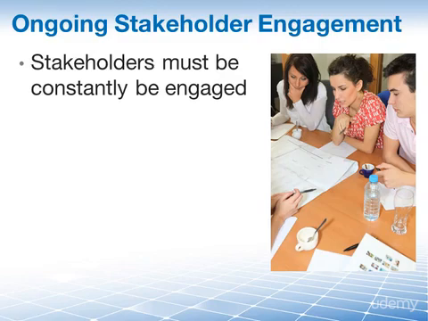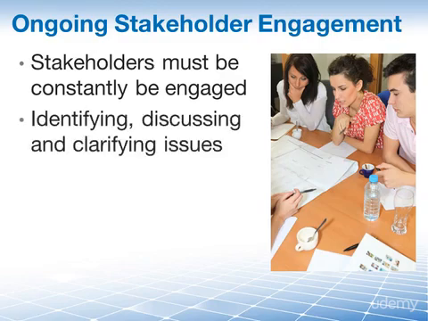Ongoing stakeholder engagement is performed by identifying, discussing, and clarifying issues and concerns as they arise throughout the course of the project, and creating and implementing steps to resolve these issues and address these concerns as soon as possible. It's also important for the project manager to continually engage the stakeholders that are affected by these issues and concerns so that they can help the project manager to accurately assess the risk associated with these issues and concerns in order to develop an appropriate risk response.